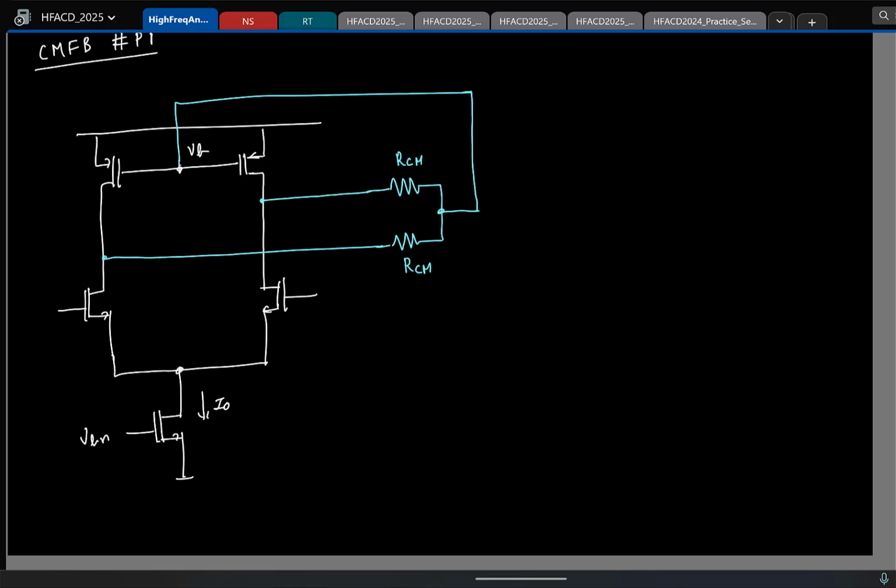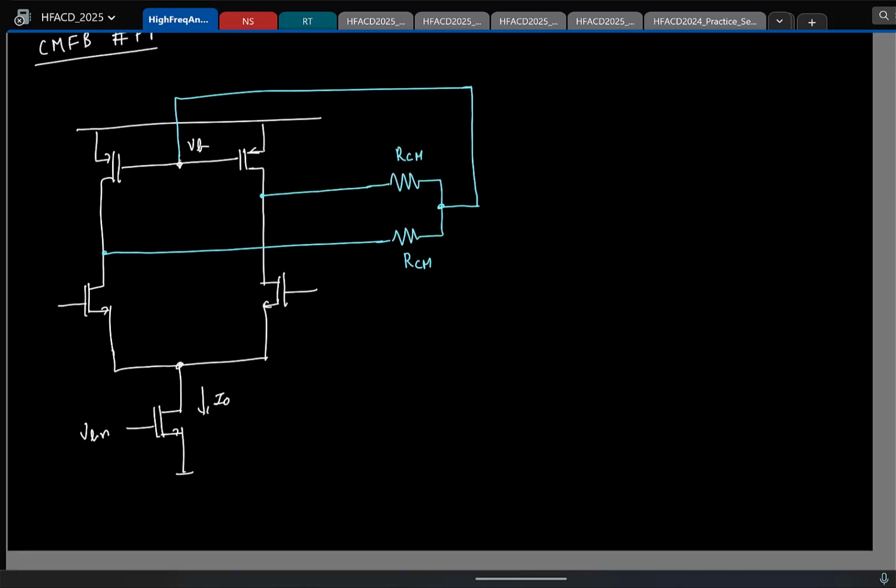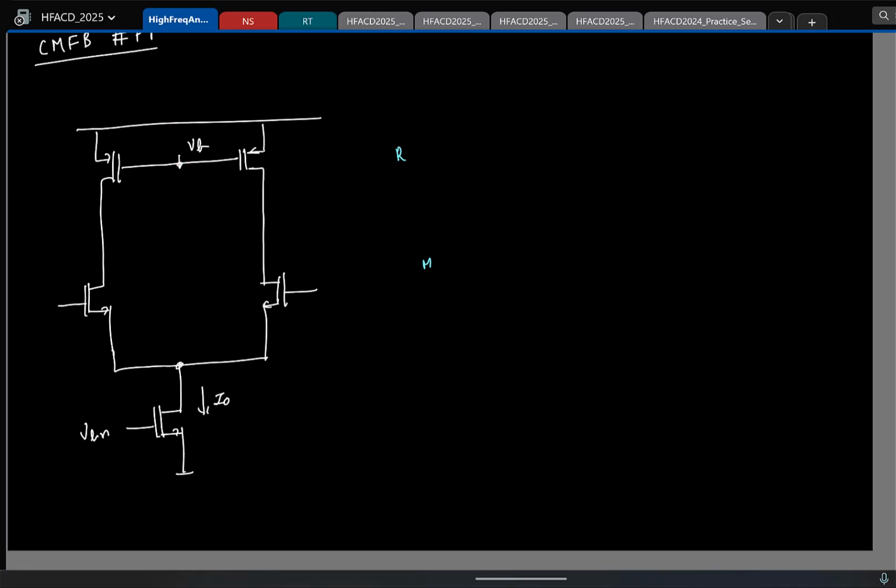So if I look at the circuit, what we are doing is the following. I have the two resistors connected at the two outputs, and the sensed common mode is directly connected to the bias voltage. So I'll redraw this nicely. What I am doing is taking the two resistors like this, RCM and RCM, and I am connecting it like this. That's it. This is what I've done.